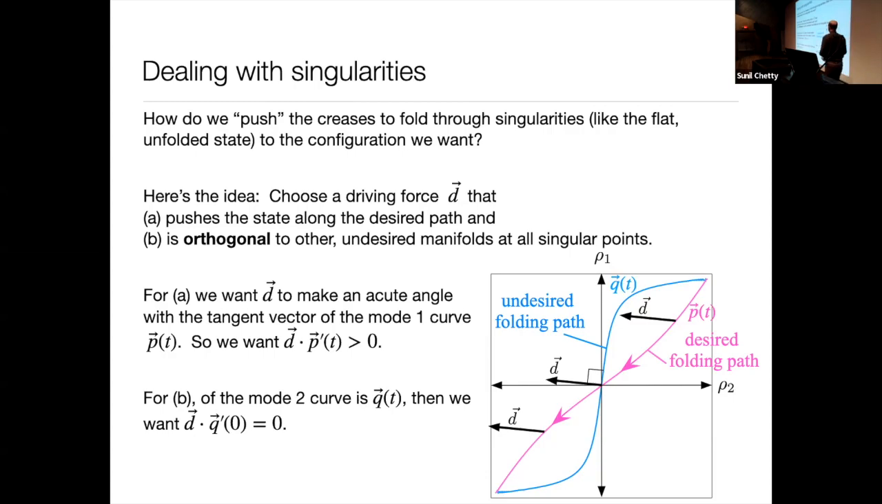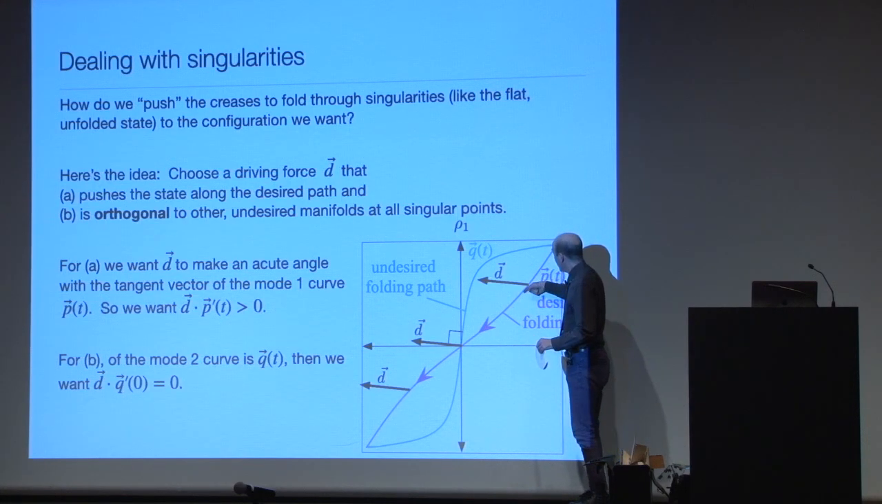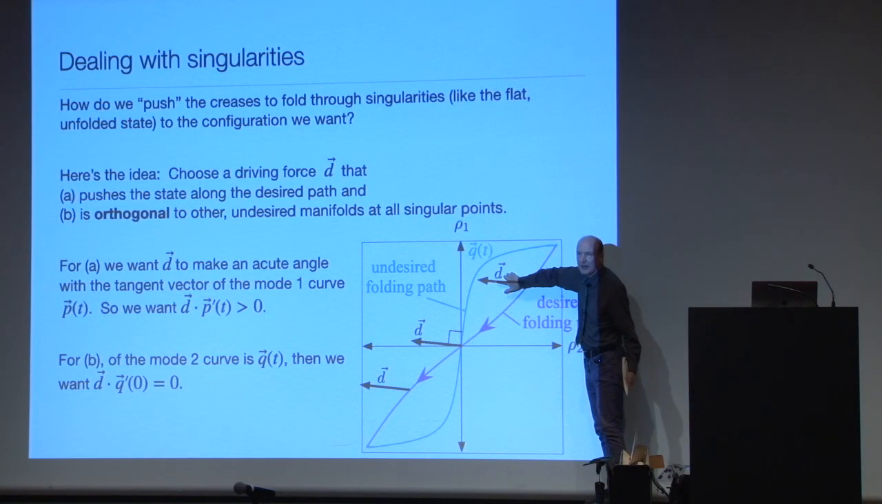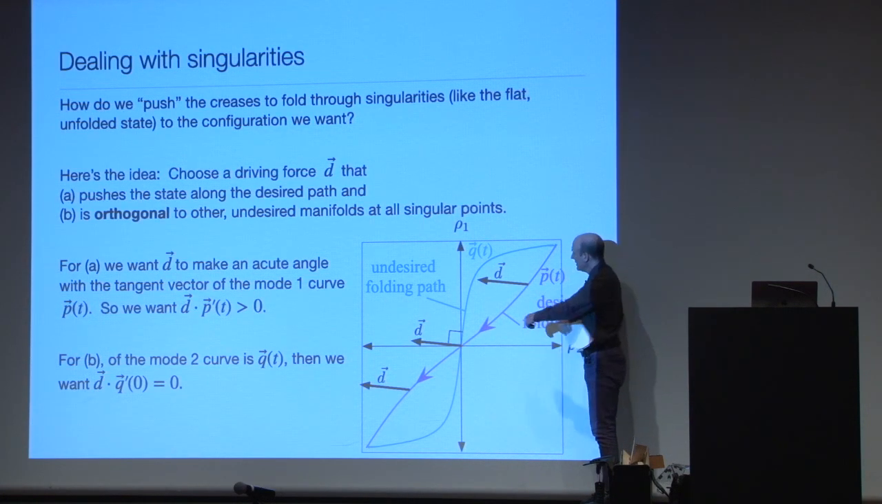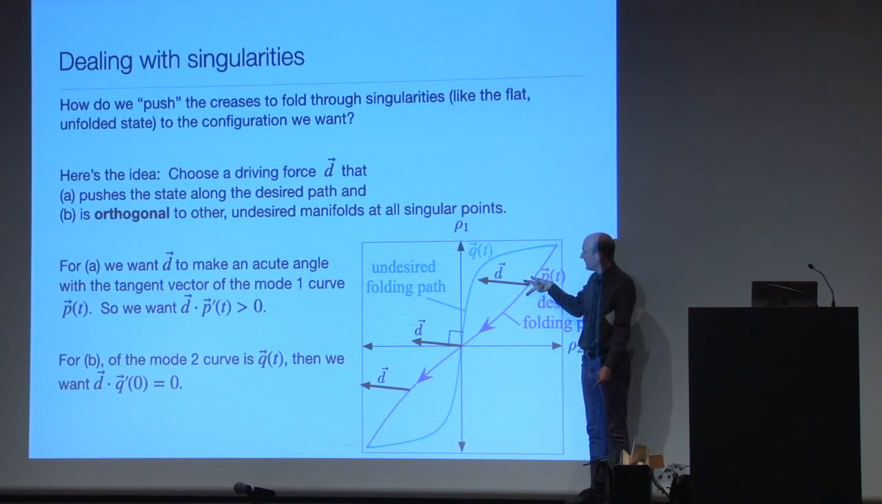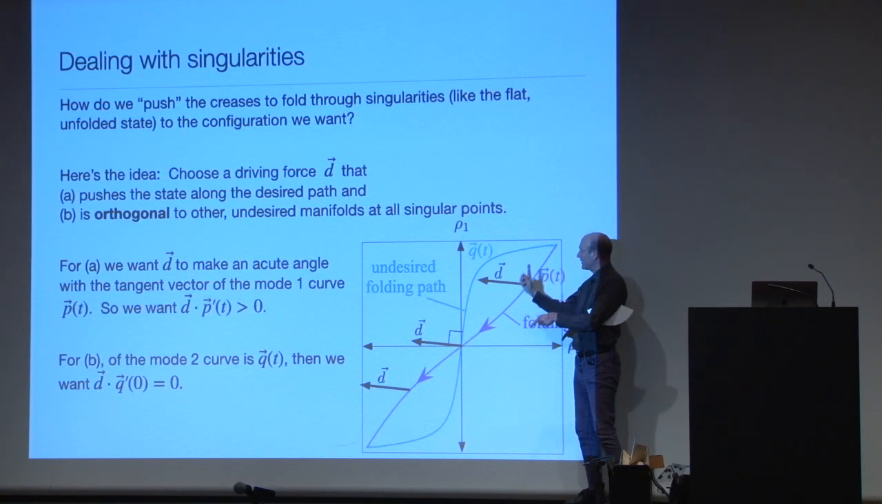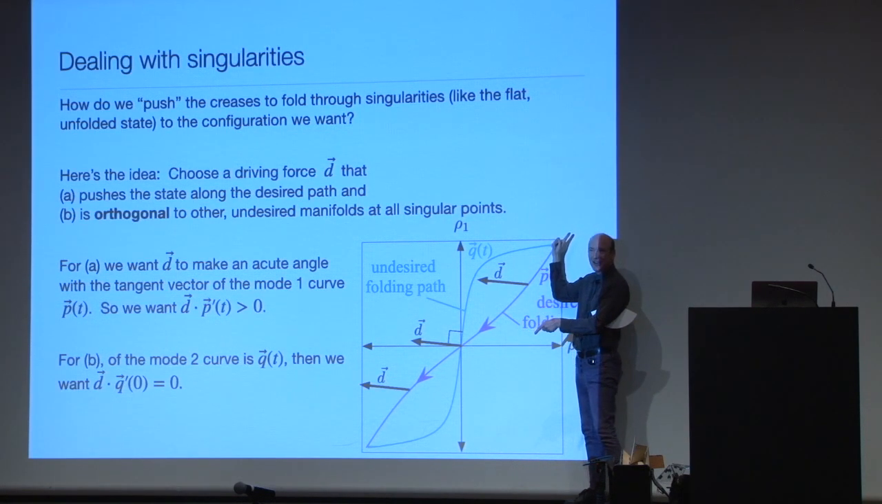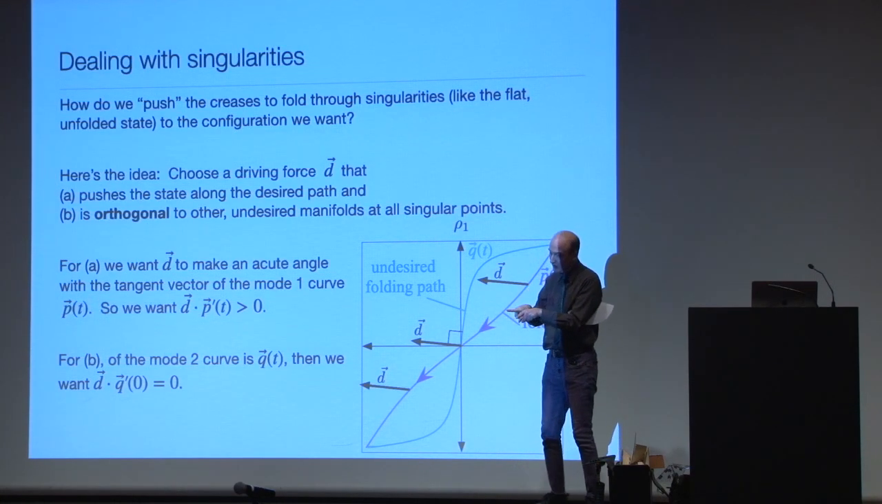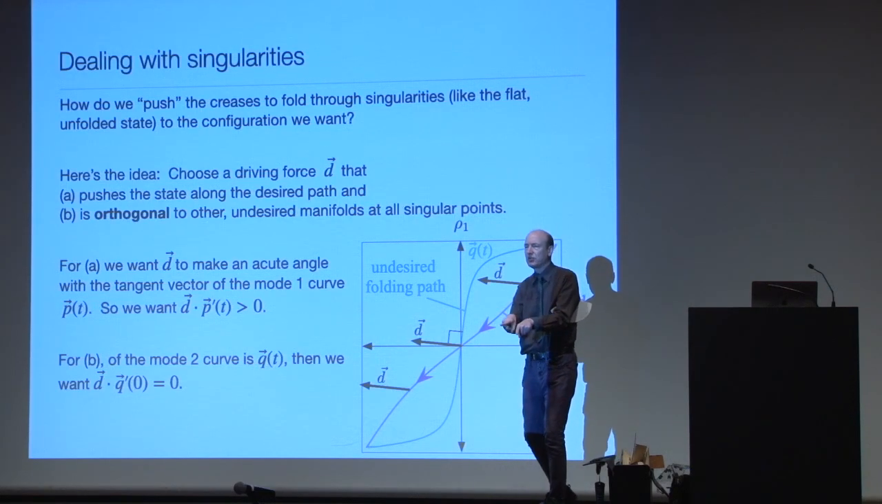Well, if you know stuff about vectors, this actually isn't that hard. To push along this desired folding path, I want the angle of my driving force vector, my vector field, to make an acute angle with the tangent of my desired path, right? If it was making an obtuse angle, it might be sending me in the wrong direction. Or if it was a perpendicular angle, it might not move at all. It might just be stuck there. But if it's making an acute angle, it should still push me. It'd be great if it actually lined up with the tangent vector, but that might be too much to ask. If it's making an acute angle, it'll keep pushing me there.